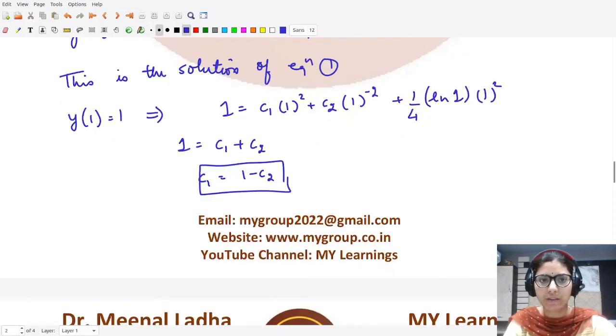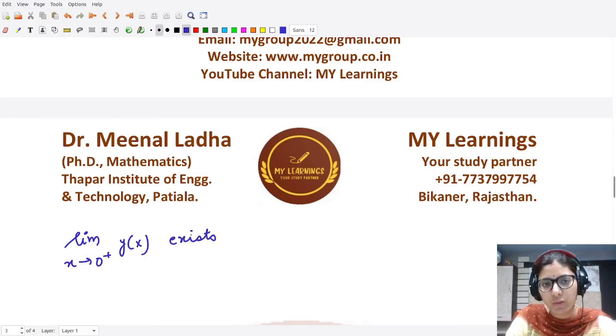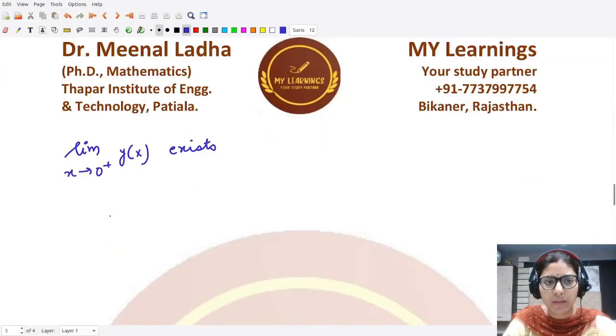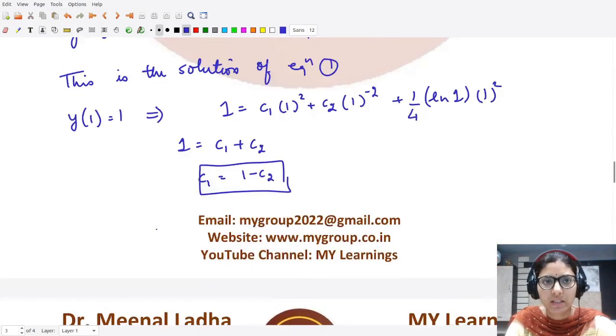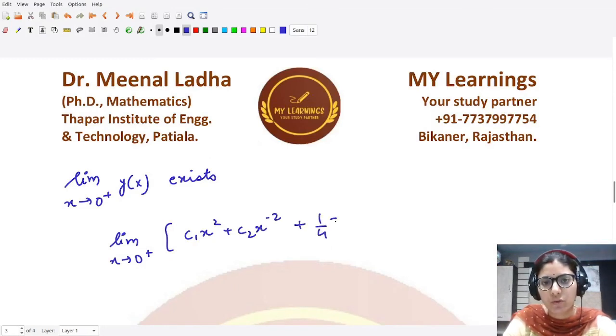This is one thing, and moreover you have another condition that the limit as x approaches 0 from the positive side of this exists. So let's see what we obtain from here. Whenever you apply the limit to the function y of x, let me rewrite my y of x: c1 x square plus c2 x to the power minus 2 plus 1 by 4 times ln of x into x square. So this was your y of x, right?